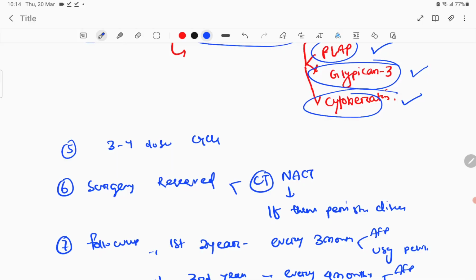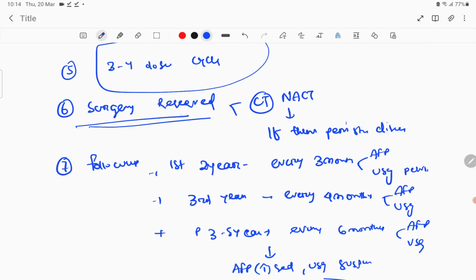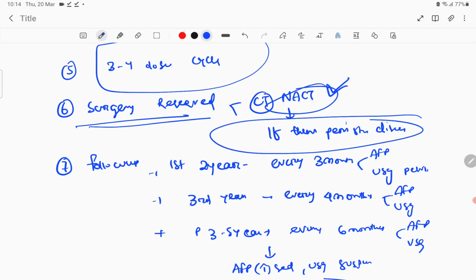The fifth point is 3 to 4 cycles of neoadjuvant chemotherapy. Surgery is reserved only for those kids who, after neoadjuvant chemotherapy for 3 to 4 cycles, have persistent disease. In that case you go for surgery.